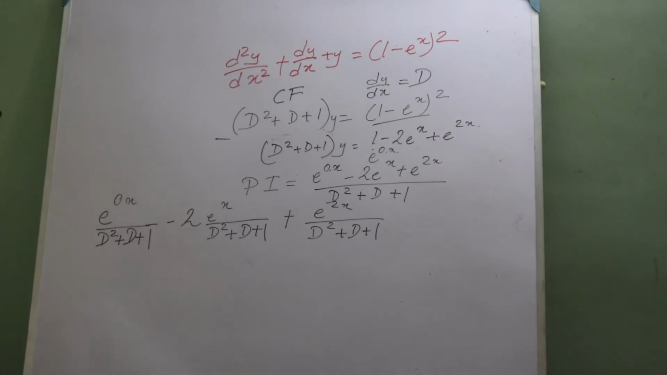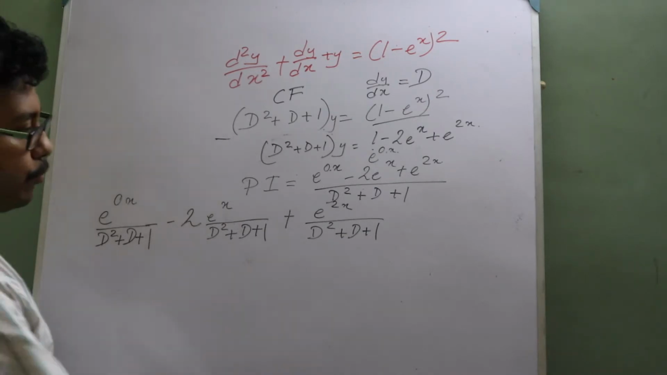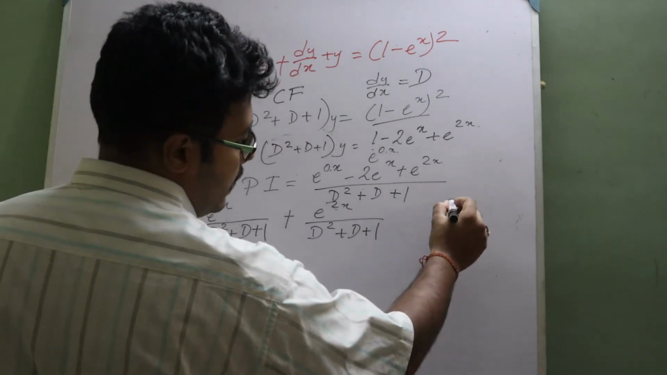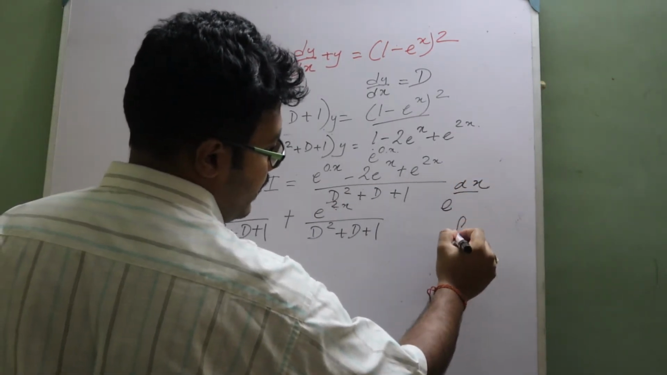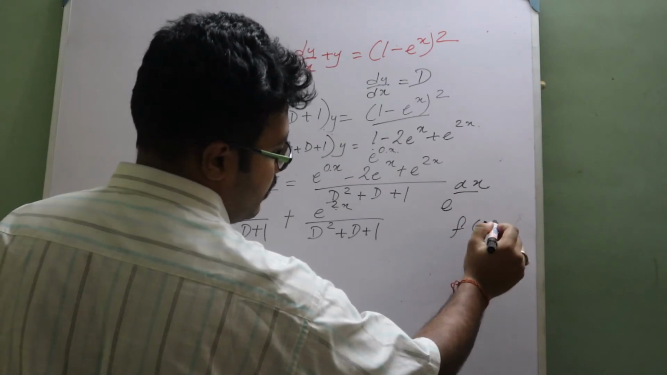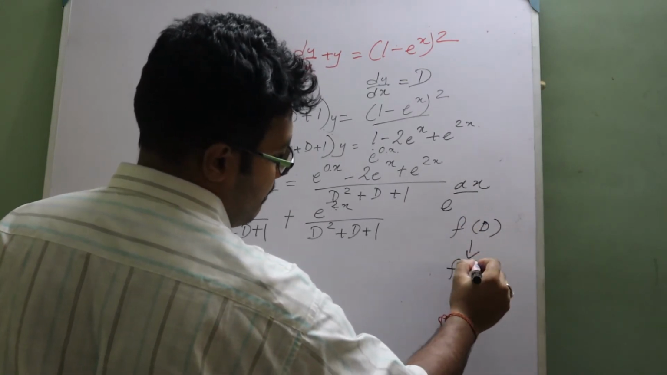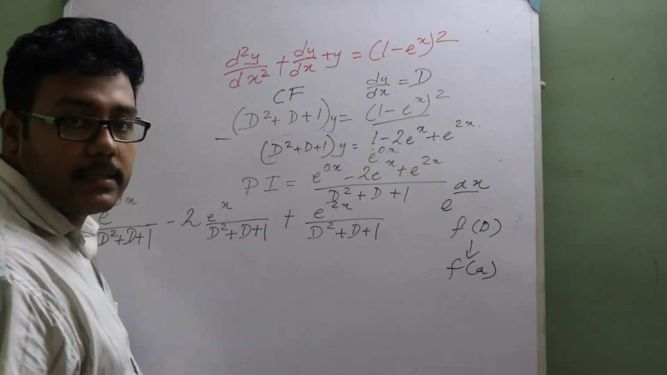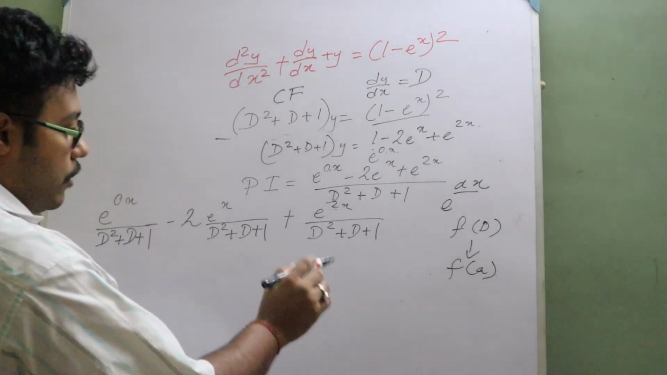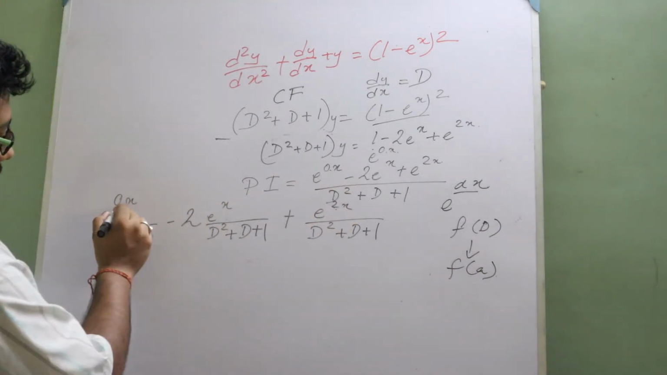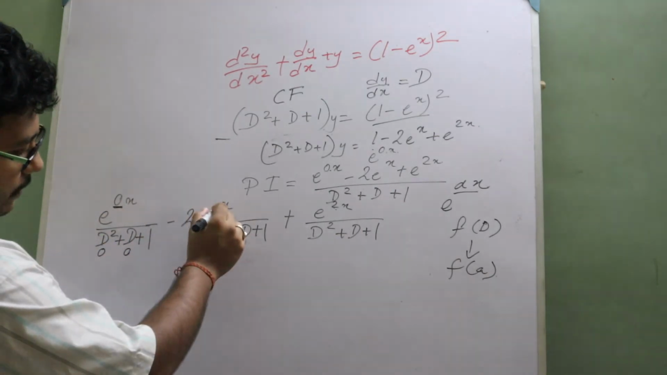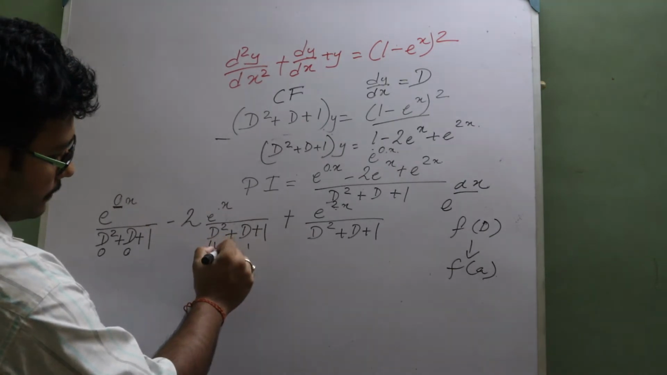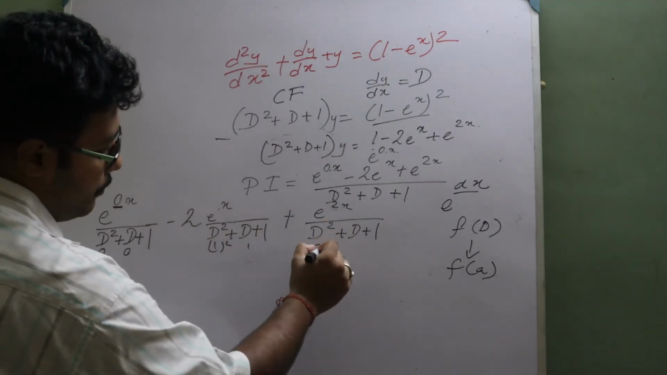Now what I have told you previously is to put the value of a in f of D, if it is given e to the power ax. So what we will do, we will just put the value of x. Here it is 0, so we will put 0 here. Here it is 1, we will put 1 here. Here it is 2, we will put this.